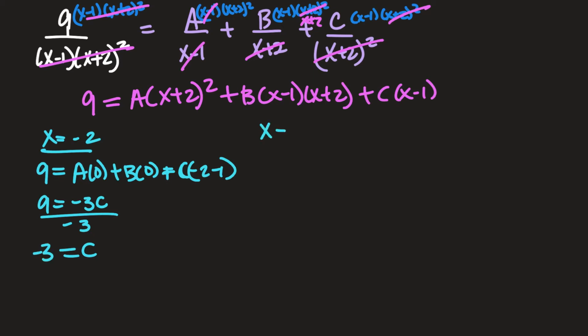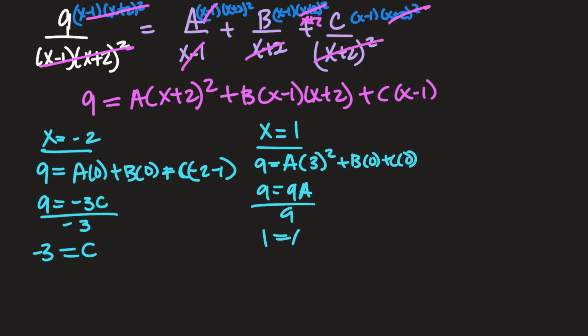The only other value I can pick is x is equal to 1. And that's going to make this one go to 0 and this one go to 0. So I get 9 is equal to a times 3 squared plus b times 0 plus c times 0. So 9 is equal to 9a. So a is equal to 1.